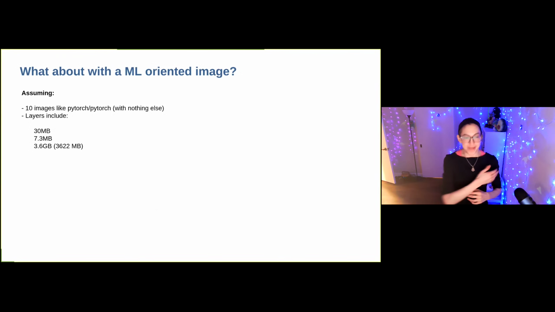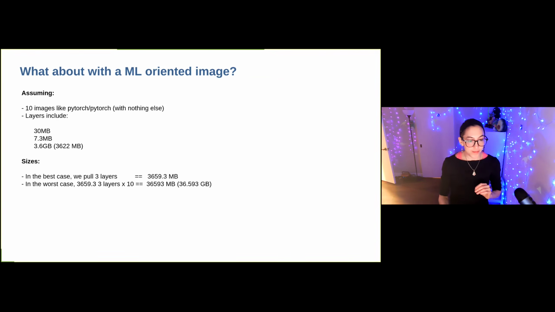So I went back to my thought exercise, and I said, you know what? Let's imagine now we have 10 images like PyTorch. Nothing else. So no customization, no data set, just PyTorch. There's actually, I believe, 5 layers, but there's only 3 of them that are very large. Those are the ones you're looking at here: 30 MBs, 7.3 MBs, and 3.6 gigabytes, which I'm guessing is the base layer. So imagine now that our study has 10 images like this.